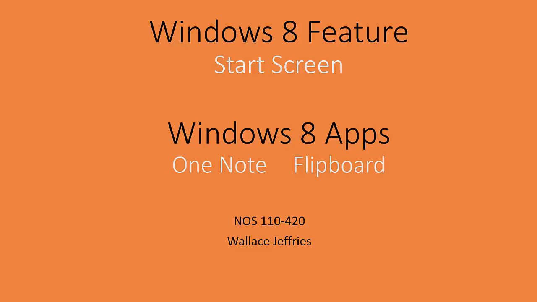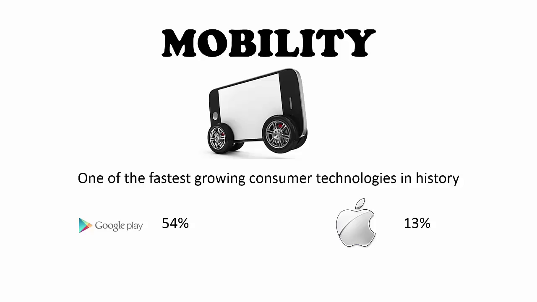But first, let's quickly explore why Microsoft seems to be putting out a new version of Windows every year. In one word, mobility. Mobility is one of the fastest growing consumer technologies in history. And the companies whose OSs are leading the way are Google's Android with 54% market share and Apple's iOS with 13% market share.